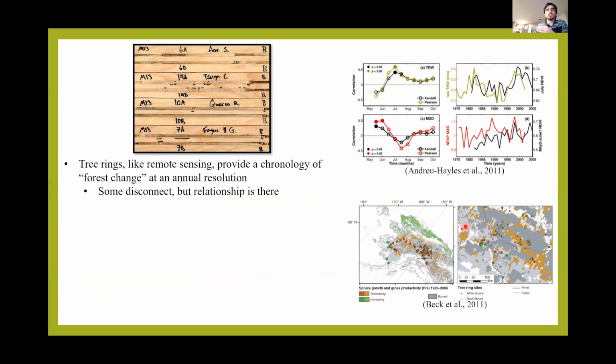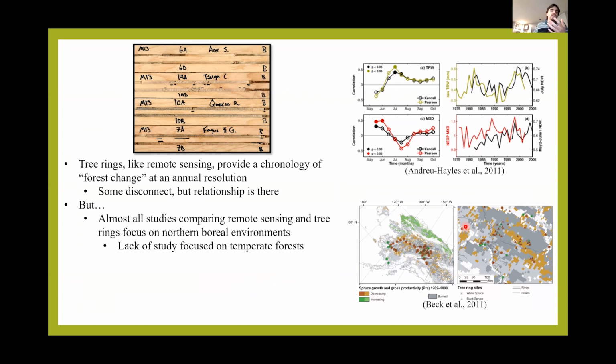There's some disconnect, right? They measure slightly different things, like the canopy versus the entire biomass of the tree. But there's some sort of relationship there, and studies have shown that in different places. But doing some research on those studies, I came to the conclusion that almost all the studies that compare remote sensing with tree rings focus on northern boreal environments, especially in Alaska. There's a lot of great work out of Alaska and the Yukon. But there's a lack of study focused on temperate, deciduous and mixed forest environments like I have here in Southern Ontario.